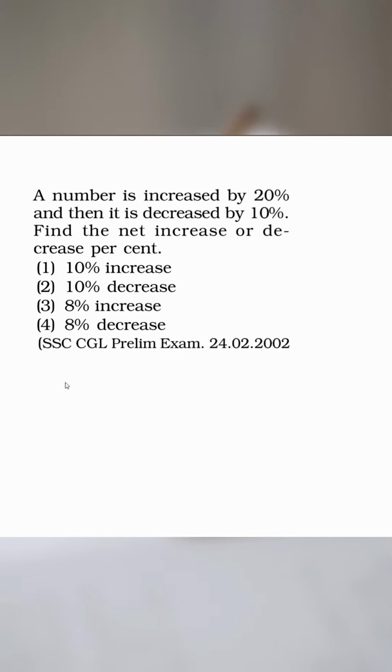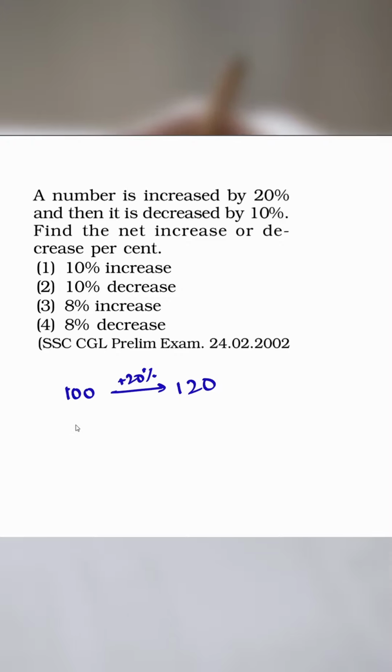The numbers increase by 20% and then decrease by 10%. Find the net. Okay. When the number is increased by 20%, well, 100 becomes 120. It's basically equivalent to saying it's multiplied by 1.2. This is something you should keep handy. I'm not saying that this is how you should tackle all the problems, but you should keep it handy.